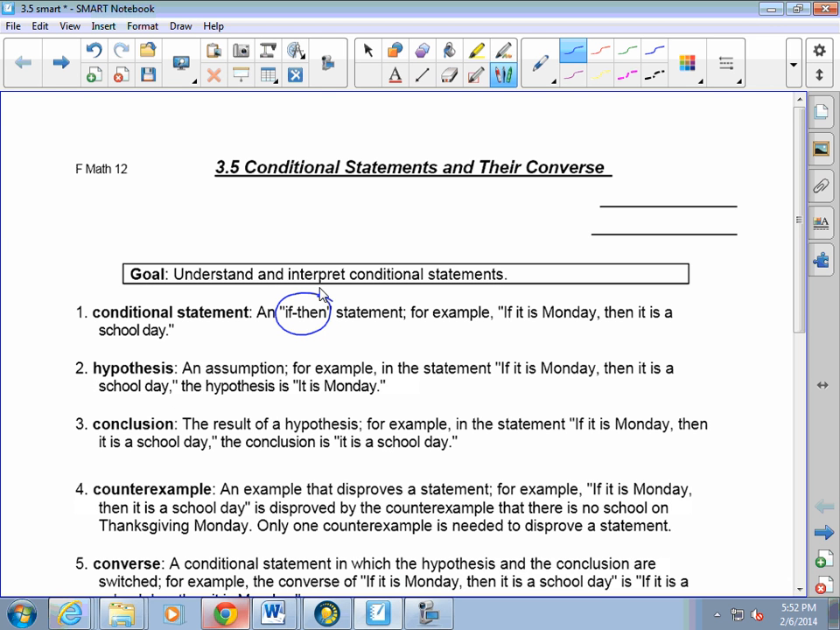Conclusion. The result of a hypothesis. For example, in the statement, if it's Monday, then it's a school day, the conclusion is it's a school day.